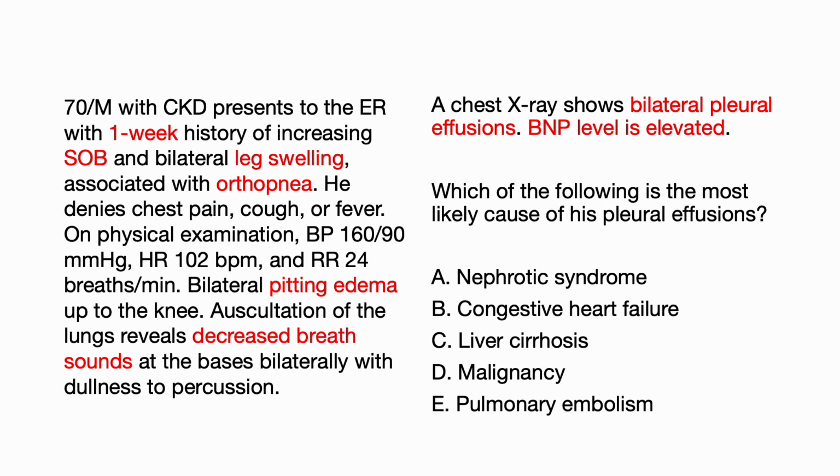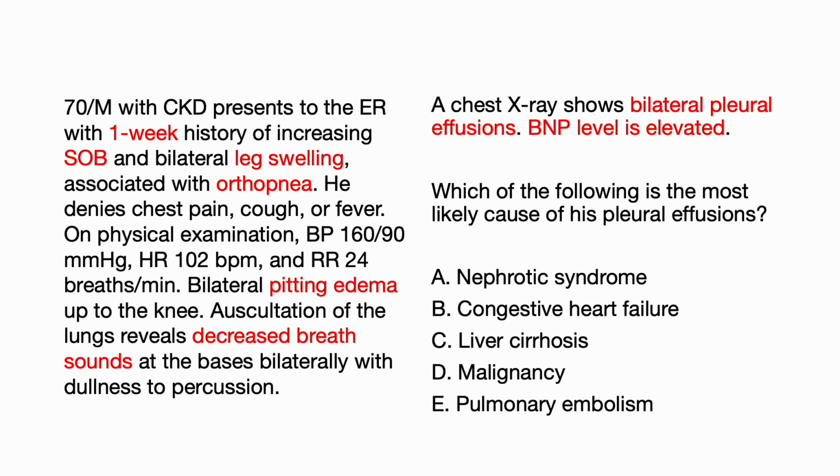A 70-year-old man with a history of CKD presents to the emergency department with 1 week history of increasing shortness of breath and bilateral leg swelling associated with orthopnea. He denies chest pain, cough, or fever. On PE, his blood pressure is 160 over 90, heart rate 102, and respiratory rate 24. Bilateral pitting edema up to the knee is noted. Auscultation of the lungs revealed decreased breath sounds at the bases bilaterally with dullness to percussion. A chest X-ray shows bilateral pleural effusions.